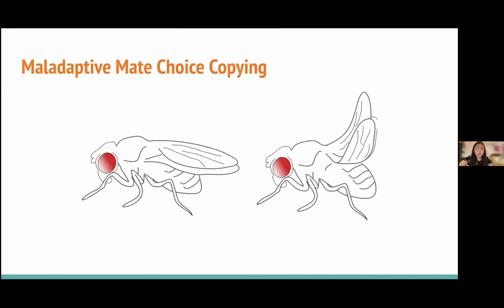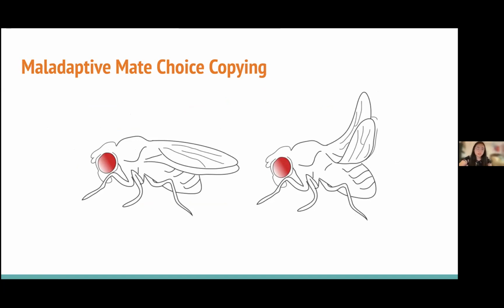So this is what we're looking at. We're taking two males. The one on the left is a regular wild type male, basically just a very generic fly that you can find in the wild, versus this curling wing male. The curling wing male is your genetic mutant. And so we're trying to find maladaptive, meaning bad, mate choice copying.